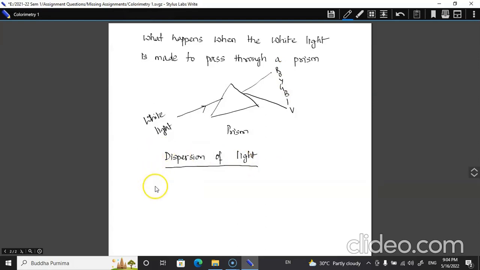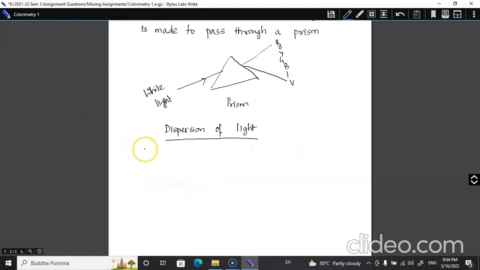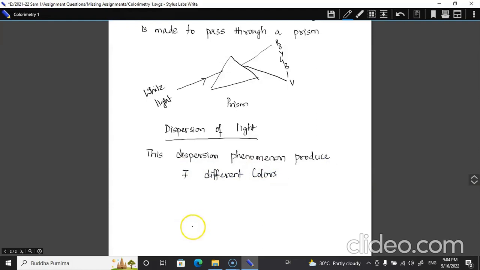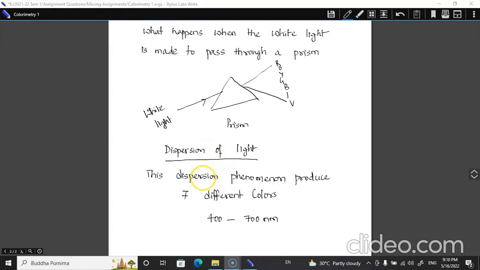So this dispersion of light produces 7 different colors, and these 7 different colors will be ranging from 400 nanometer to 700 nanometer.